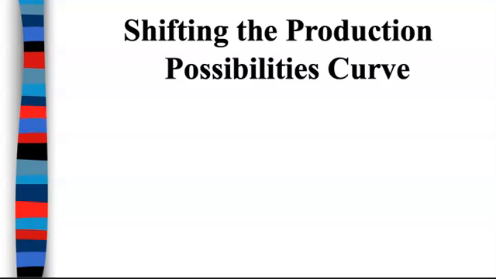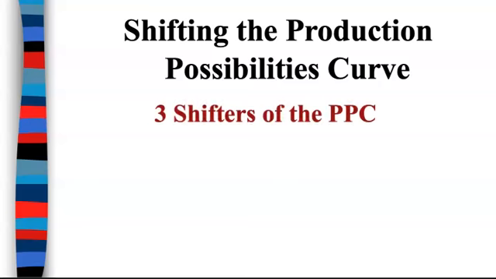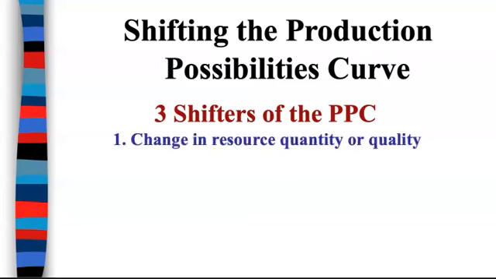Well, we would have to completely change how we drew the graph. And that leads us into the shifting or the changing of that production possibilities curve or frontier. There are 3 main shifters for the production possibilities curve. We're mostly going to be talking about the first 2.